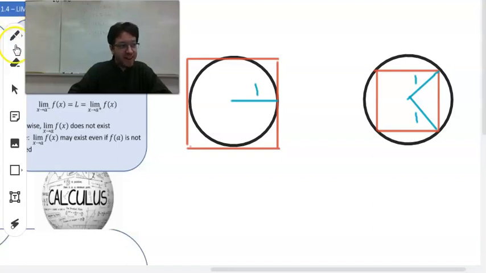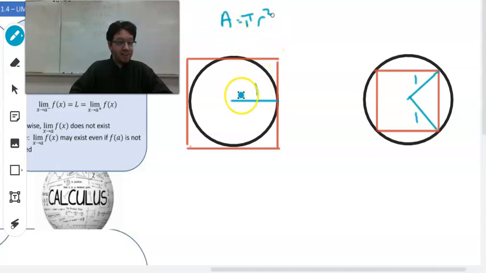A very simple way to calculate pi, or at least to figure out a range of where pi might exist, is like this. So let's say we have a circle, and the circle has a radius of 1. So the area of the circle we know is pi r squared. And therefore, if r is 1, the area is pi. So to figure out what pi is, I just need to figure out what the area of that circle is.